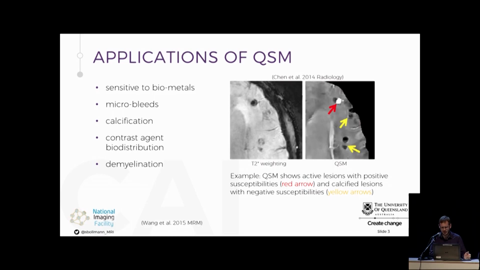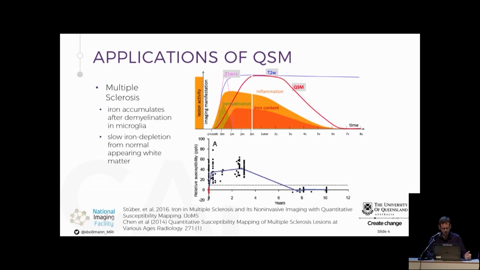So here we see a simple example where QSM could be useful. There's an active lesion, so a bleeding is positive, so in white, a positive susceptibility, and there are calcified lesions in here which show up as negative susceptibilities. And if we look as a comparison to T2 star weighted image, it doesn't show it that clearly.